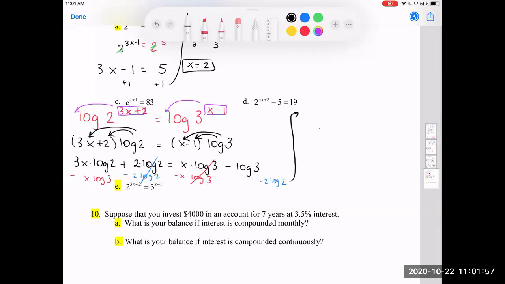So we have 3x log of 2 minus x log of 3 is equal to, on the other side I have negative log of 3 minus 2 log of 2. Okay, now our goal is to get x by itself. So let's go ahead and factor out an x. So I have x, and I'm left with 3 log of 2 minus log of 3 is equal to negative log of 3 minus 2 log of 2.